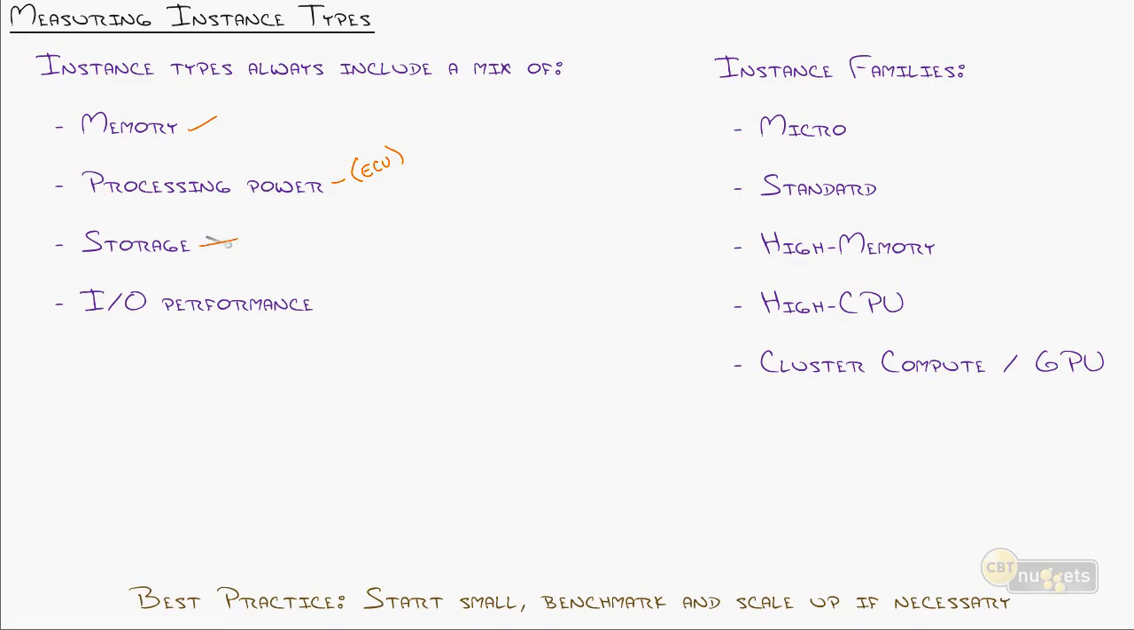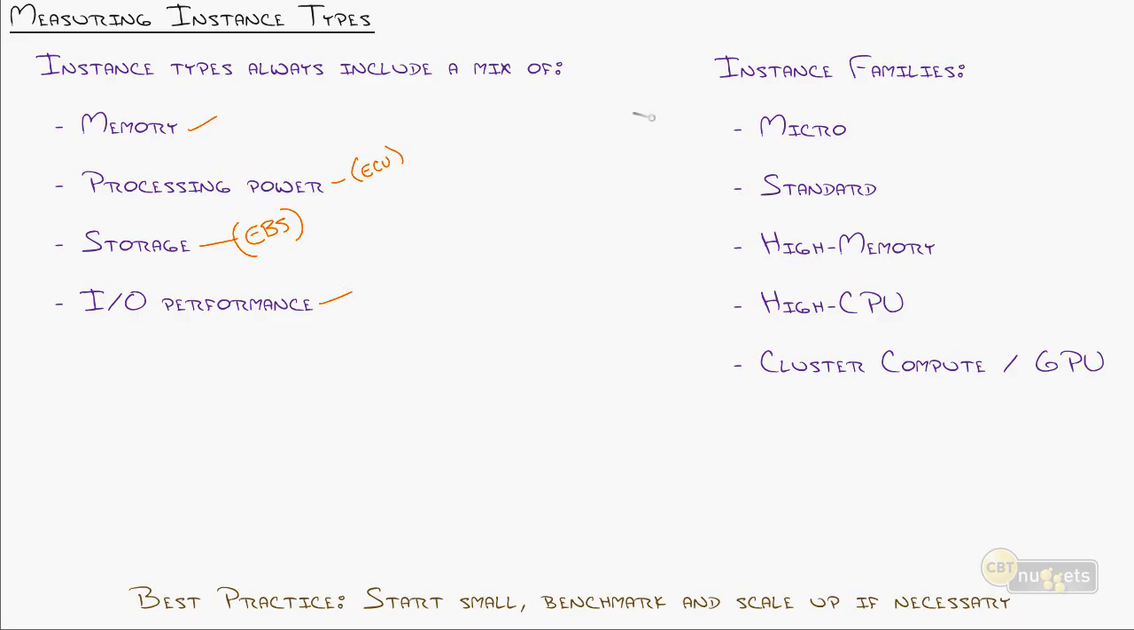Every instance actually includes storage as well. You get some Elastic Block Store that you're able to use that's included as part of that hourly charge that you pay to run the server, which is great. So you don't have to pay, at least to get started, for extra EBS storage. And then finally, you have the I/O performance, which, again, I'm going to talk about later, which is hugely important in terms of how well your instance runs in the cloud.